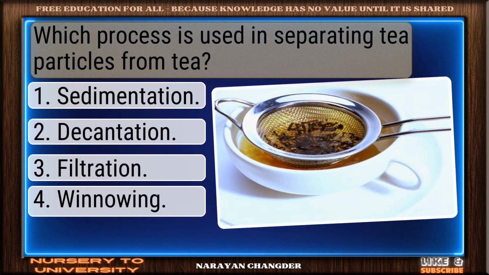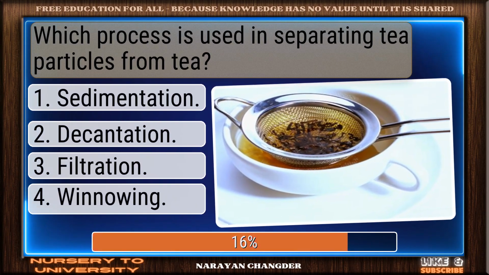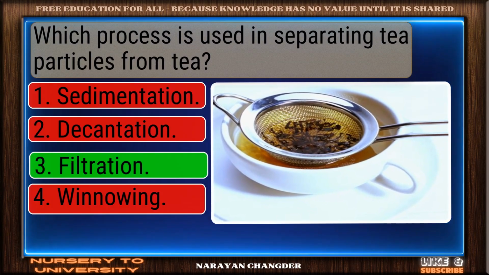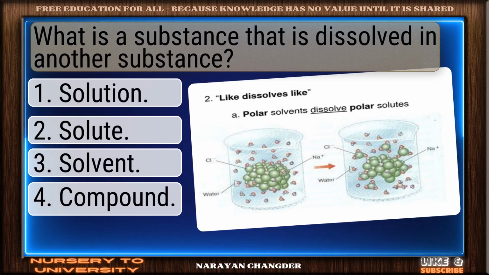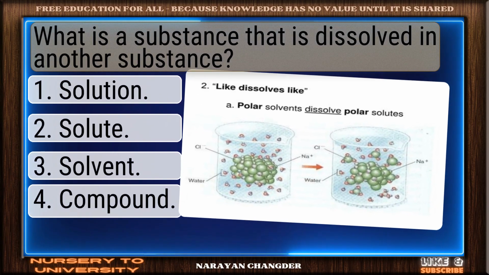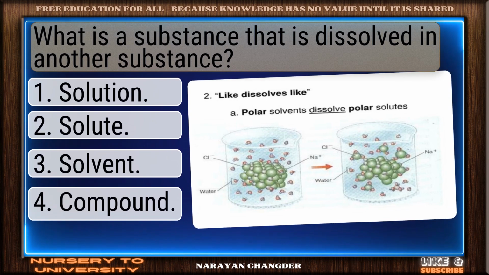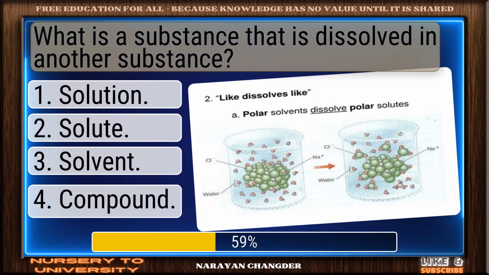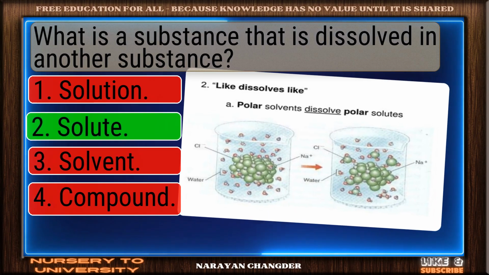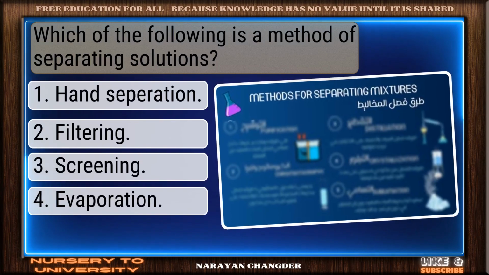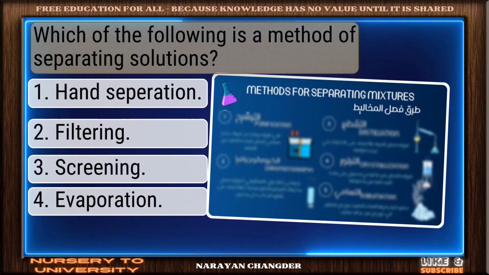Which process is used in separating tea particles from tea? Smart pick. Filtration is the correct choice. What is a substance that is dissolved in another substance? Clear logic. Your choice solute is sound and 100% true. Which of the following is a method of separating solutions?